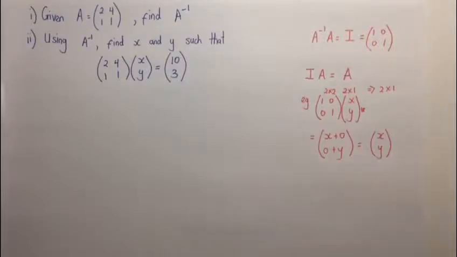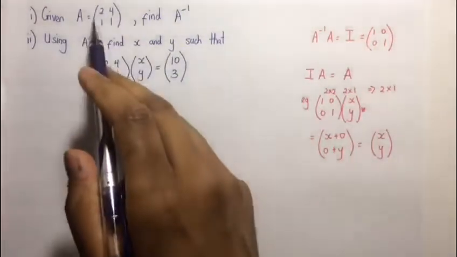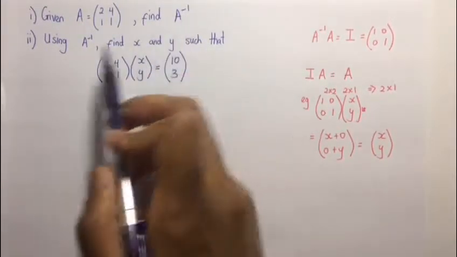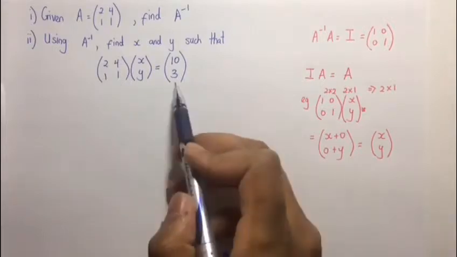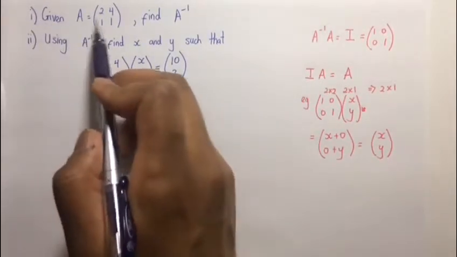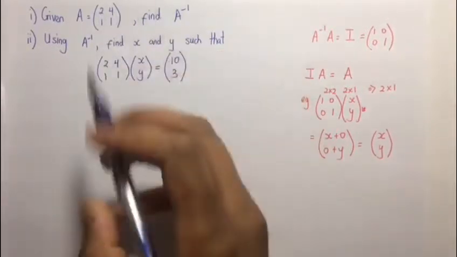Let's look at a question where we are given a matrix A and required to find the inverse of A, and then use this inverse to solve this equation given here. So let's look at part 1. Part 1 says given A is equal to 2, 4, 1, 1, find A inverse.